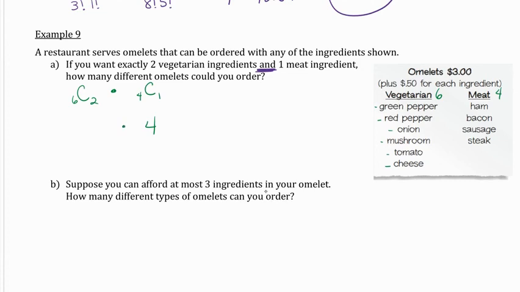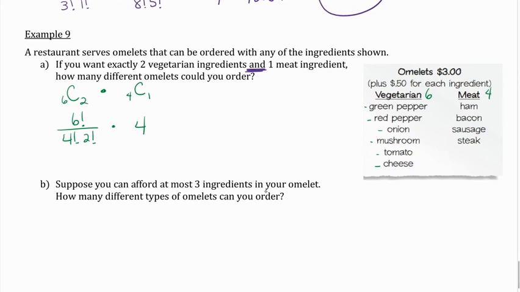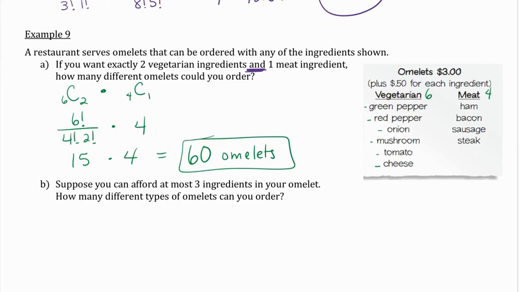And then 6 choose 2, that's going to be 6 factorial, divided by 6 minus 2, which is 4 factorial, and then 2 factorial. So then if we do that one, the 4, 3, 2, 1 would be gone. So we're going to get 15 times 4, which will give us 60 total ways, or 60 different omelets that you can order. Picking only 2 vegetarian ingredients and 1 meat, you could make 60 different omelets. That's still a lot, right?